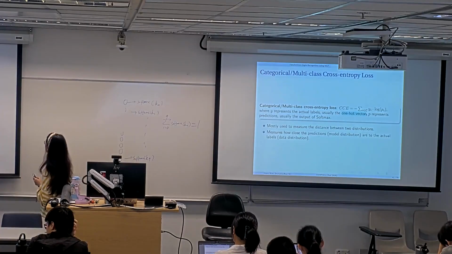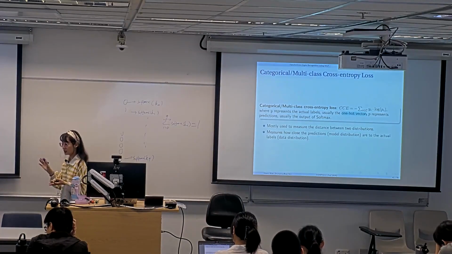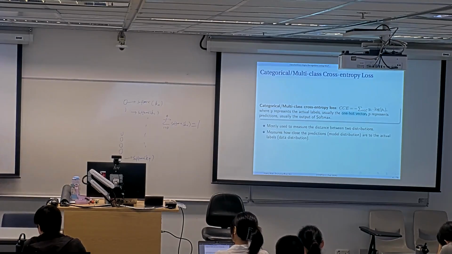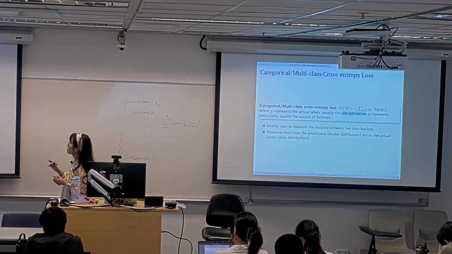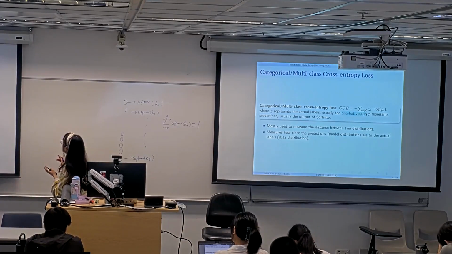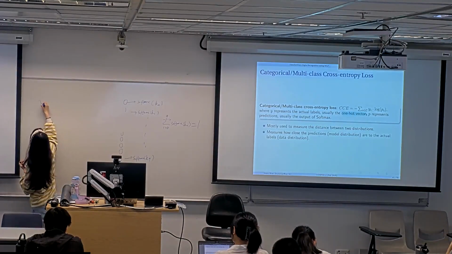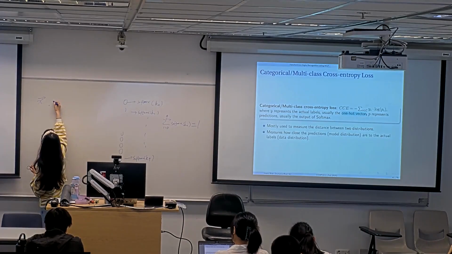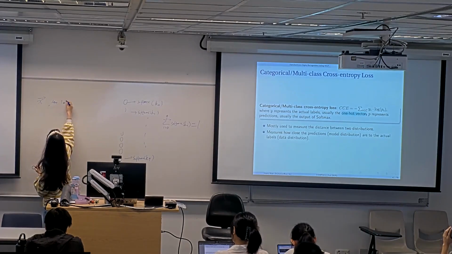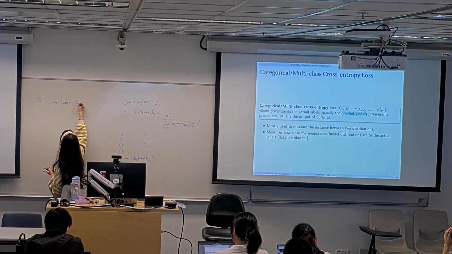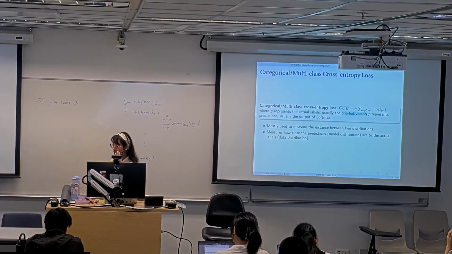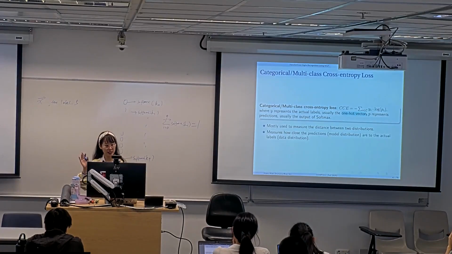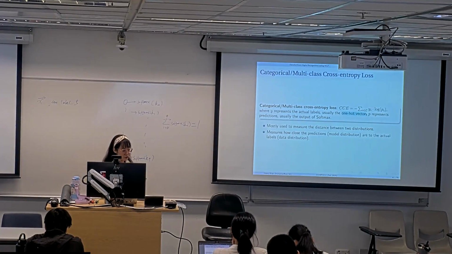Okay, so suppose now we have a data. This CCE is for single data. This formula is defined for some single data. So suppose for any x, its true label is 5. That means y is 5, but actually we cannot directly use 5 as a y.